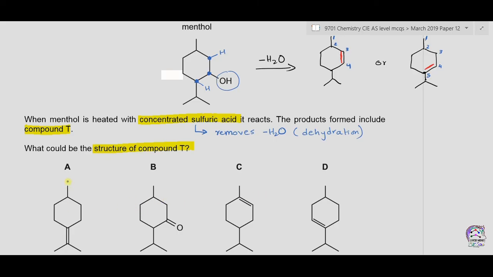In the products we have a double bond between fifth and sixth, which is not possible. In B we have a carbonyl carbon, which is not possible. In C the double bond is between second and third carbon, which is also not possible. In D we have a double bond between fourth and fifth carbon. So therefore D is the correct option. The structure of D is exactly similar to the one that we have formed in the product.